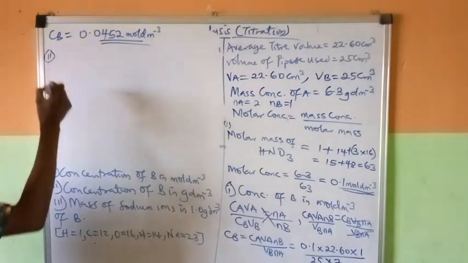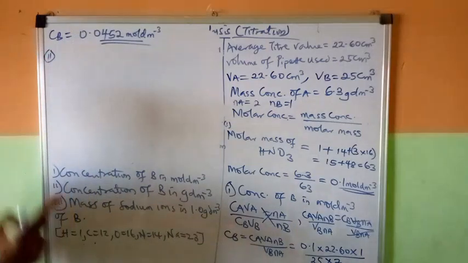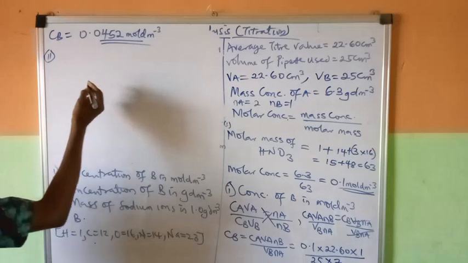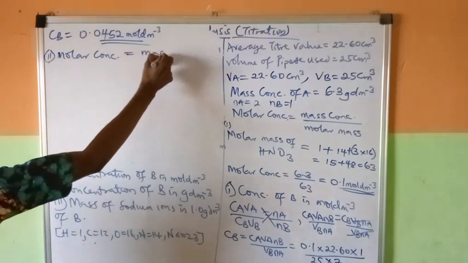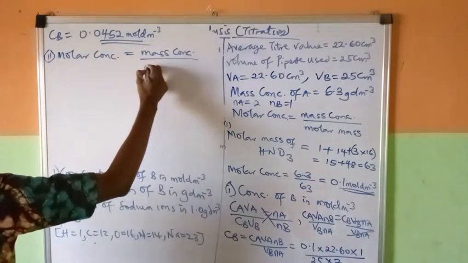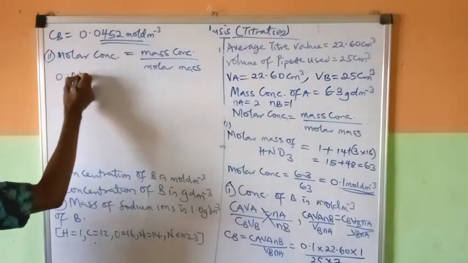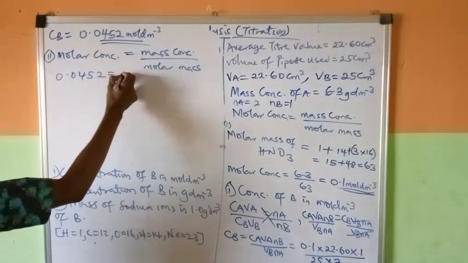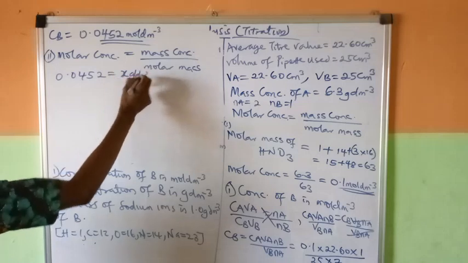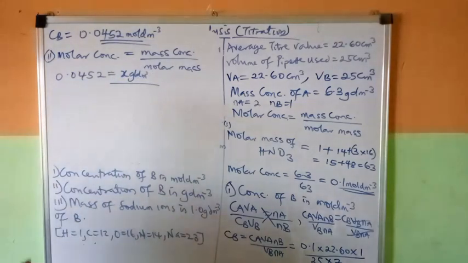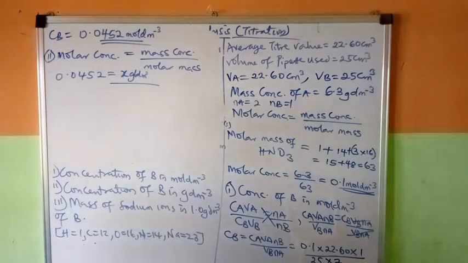So our Roman figure 2, you were now asked to convert this molar concentration to grams per dm cube, which is the mass concentration. So the formula you will use is what? Your molar concentration is equal to mass concentration over molar mass. So what is the molar concentration? 0.0452 is equal to mass concentration, which is what we are looking for, x gram per dm cube, divided by what is the molar mass of our B. And you remember our B is sodium trioxocarbonate 4, Na2CO3.